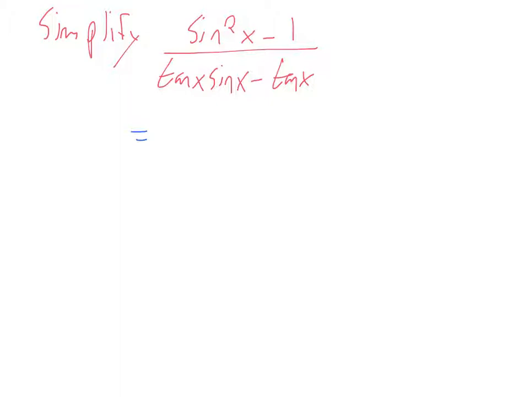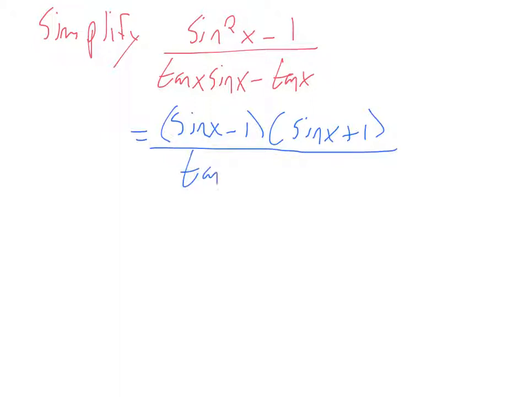Sine squared x minus 1, what is that? What factoring structure does that have? Sine x plus 1 and sine x minus 1. Yeah, it's a difference of squares, so it'll factor as sine x minus 1 times sine x plus 1. And on bottom, what can we do for factoring? Just take out the tangent. Take out the tangent. And we're left with sine x minus 1.